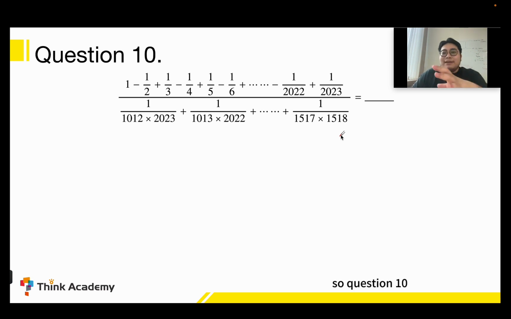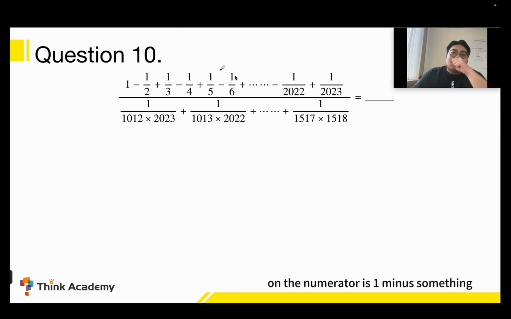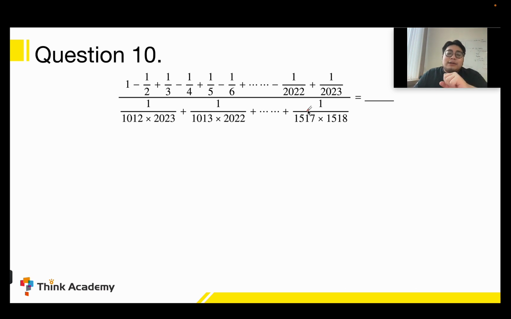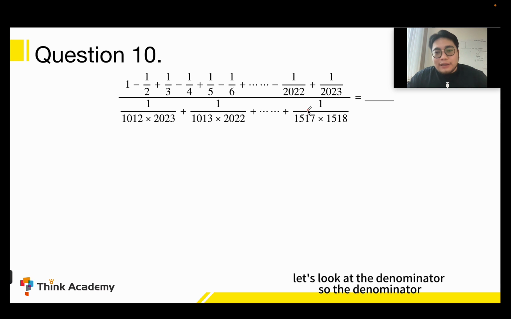Question 10, I think this one is the most difficult one in our week 1 and week 2. You see, the numerator is 1 minus something plus something minus something plus something. If you only observe the numerator, you cannot find any hint. But if there is no hint, let's look at the denominator.